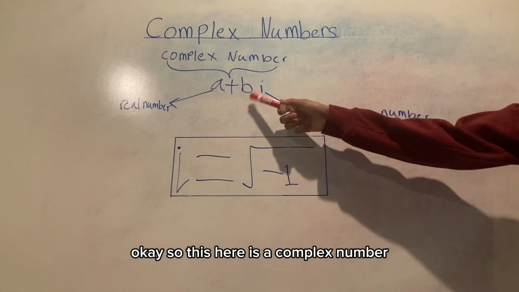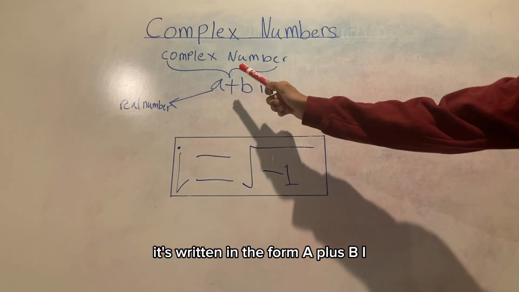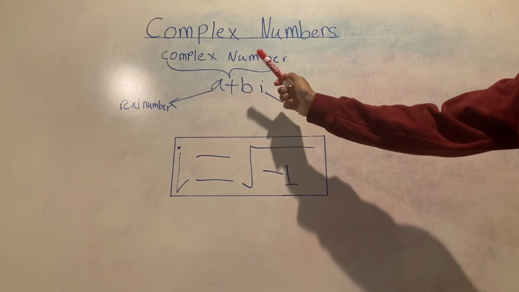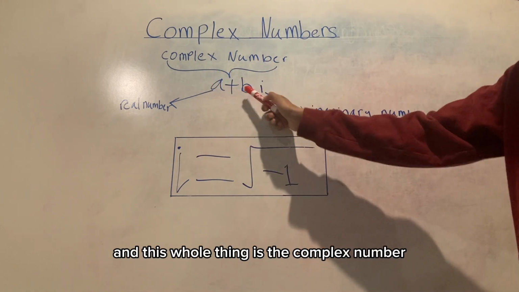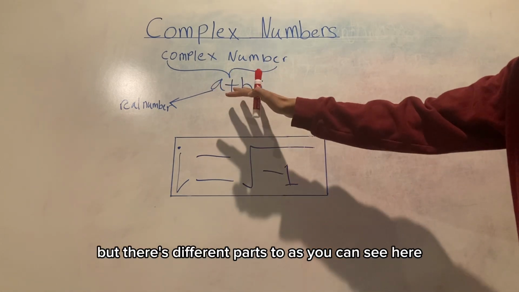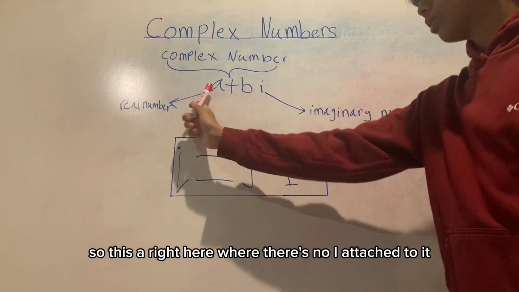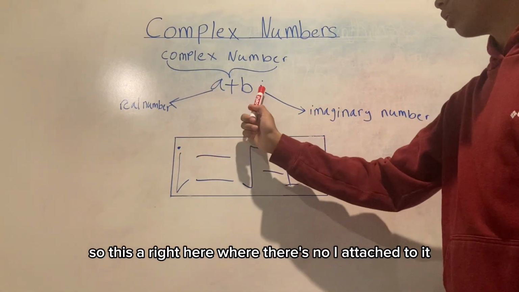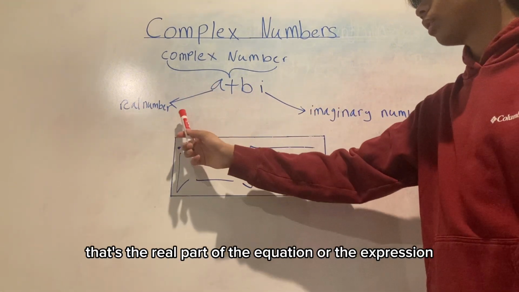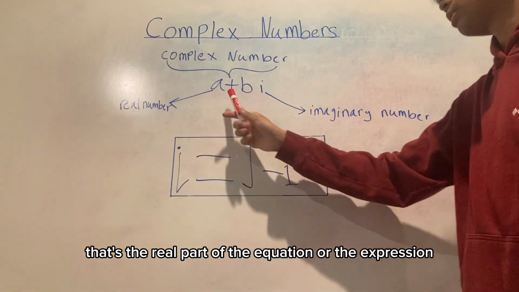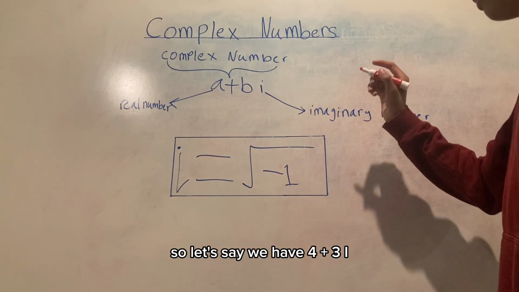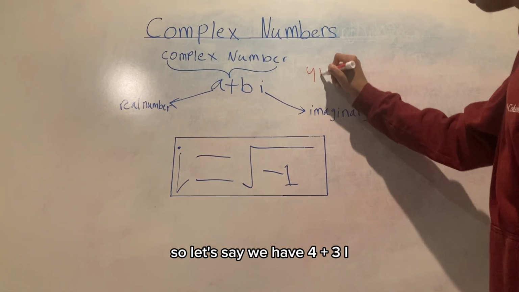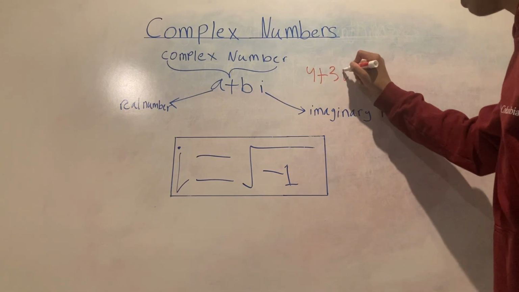Okay, so this here is a complex number. It's written in the form a plus bi, and this whole thing is the complex number, but there are different parts to it, as you can see here. So this a right here, where there's no i attached to it, that's the real part of the expression. So let's say we have 4 plus 3i.